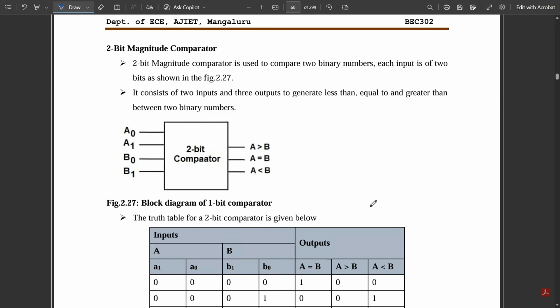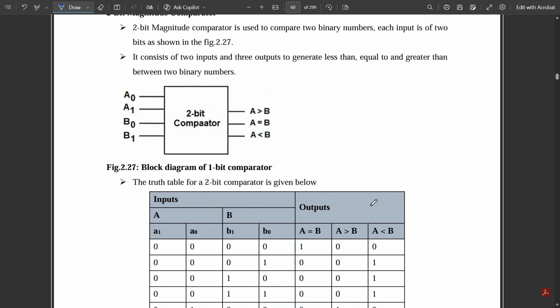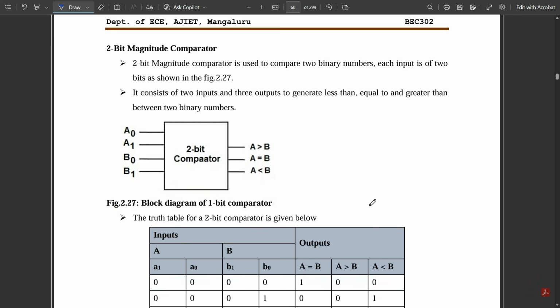Now we have one more important comparator, that is the 2 bit magnitude comparator. Here, instead of single bit operation, we are doing the operations for two binary numbers. So let us see how this is written. A 2 bit magnitude comparator is used to compare two binary numbers. Each input is of 2 bits. In the previous case each input was of only 1 bit. Here in this case the inputs are of 2 bits.